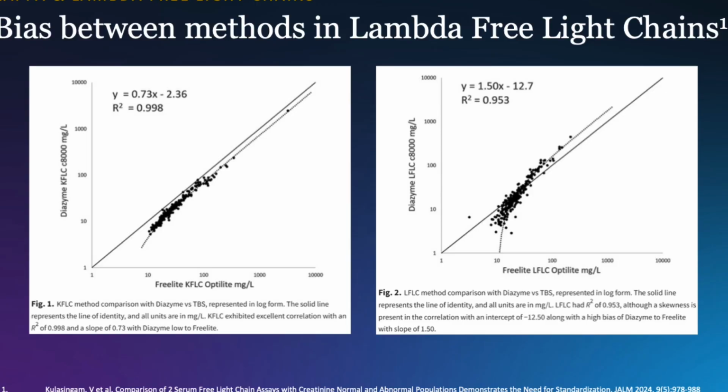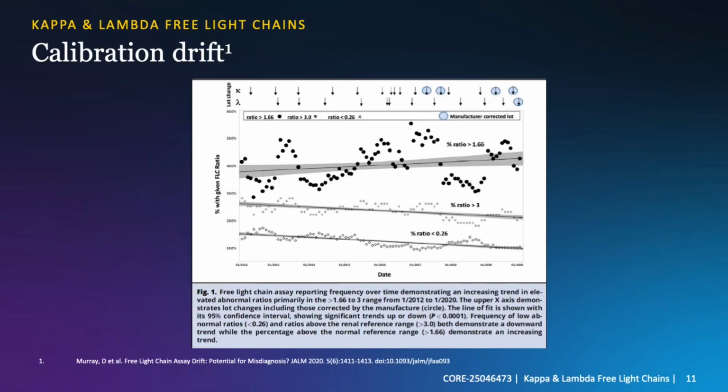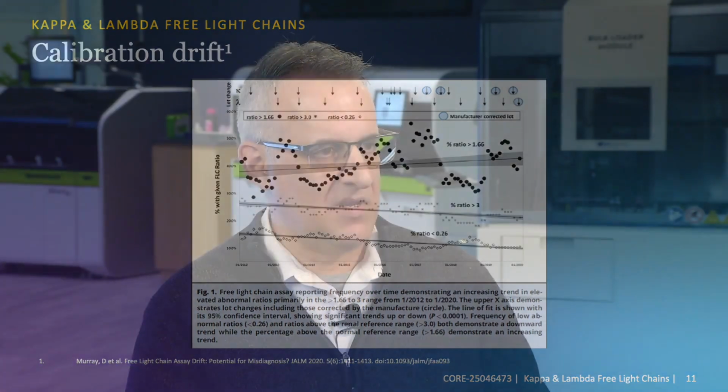What differences? So there's almost a twofold difference between our Lambda and the predicate device Lambda. And the reason for that is we believe there's been a drift over time in calibration values, which has been published recently by Mayo Clinic repeatedly, actually. And the concept is if your calibration is shifting, your values might be shifting with it.